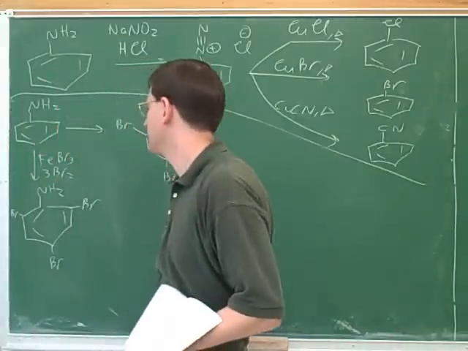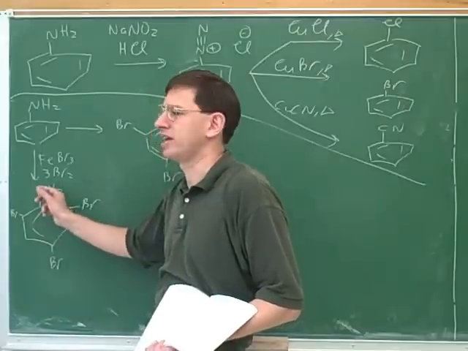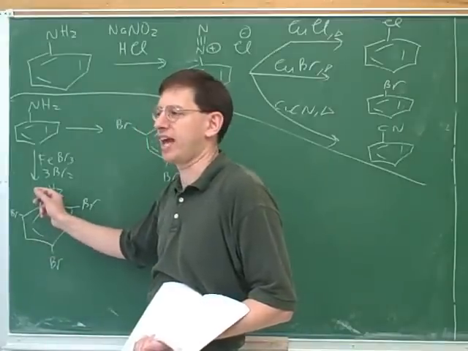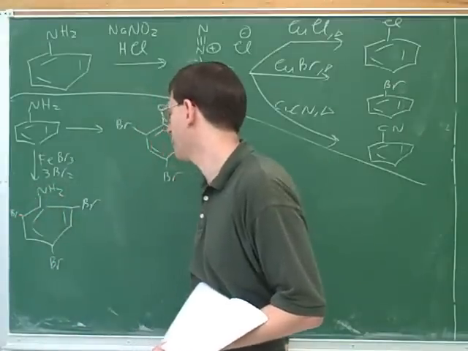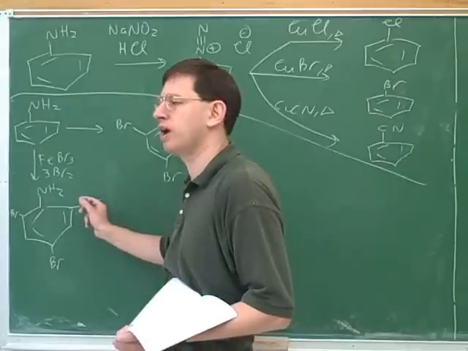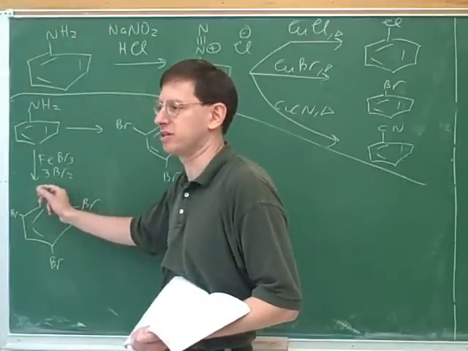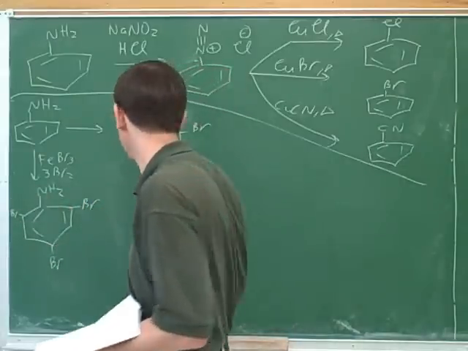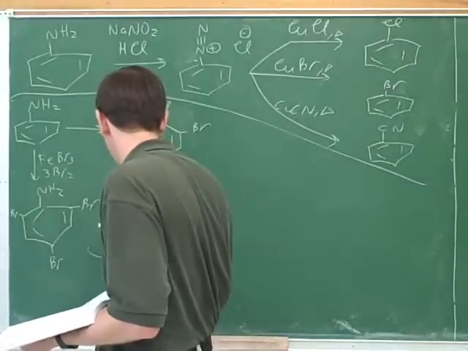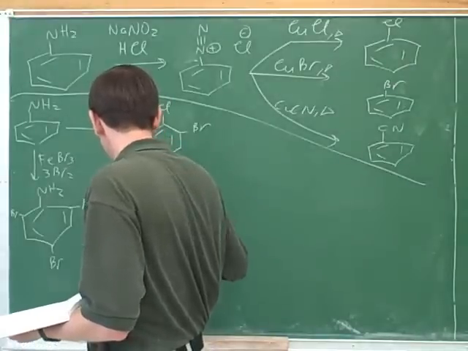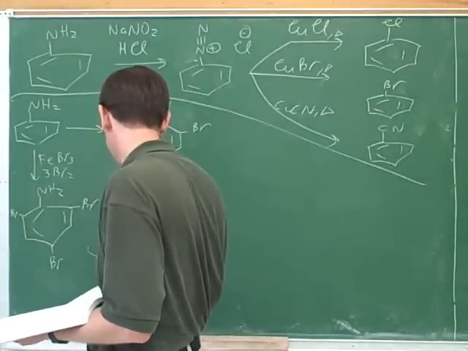We talked earlier about how sometimes we have to moderate the activating power of an amine, but here we want it to be strongly activating because we want to get as many things added as possible. And will the bromines go where we want? Well, yes, because this is an O and P director. We want them to go to every single possible O and P position. And now, as I think you're seeing, we can do the diazonium thing.